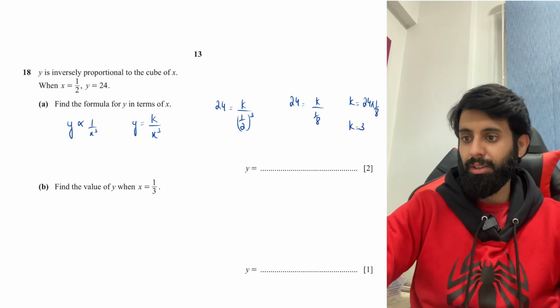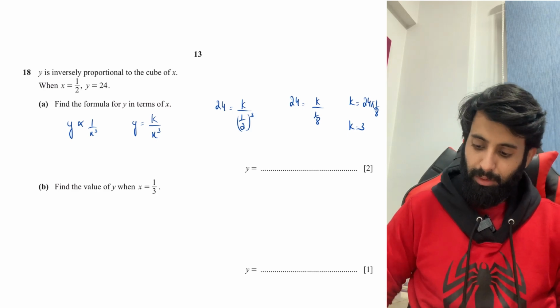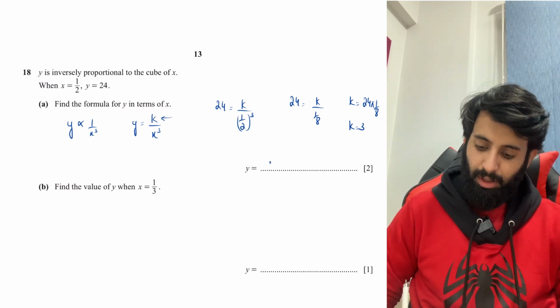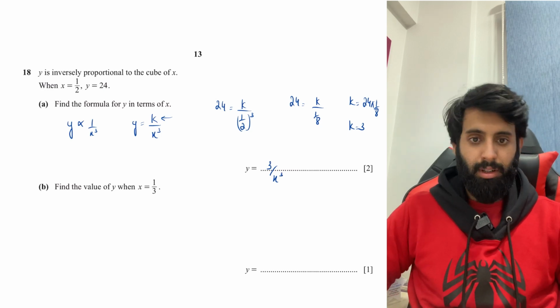And there you go. That's not your final answer though. You still need to write it nicely, replace k with 3. So you're looking at 3 upon x cubed as your final answer.